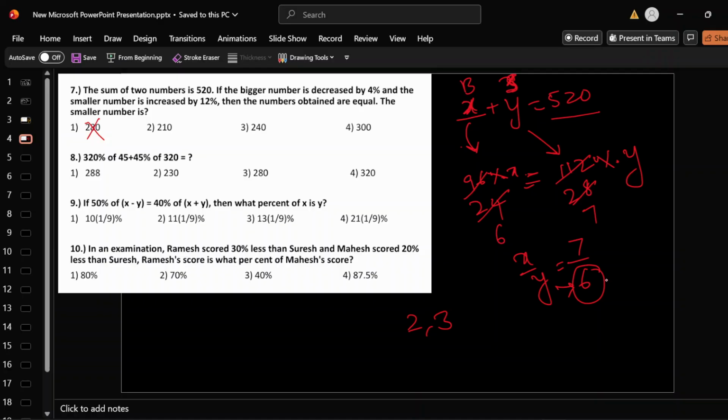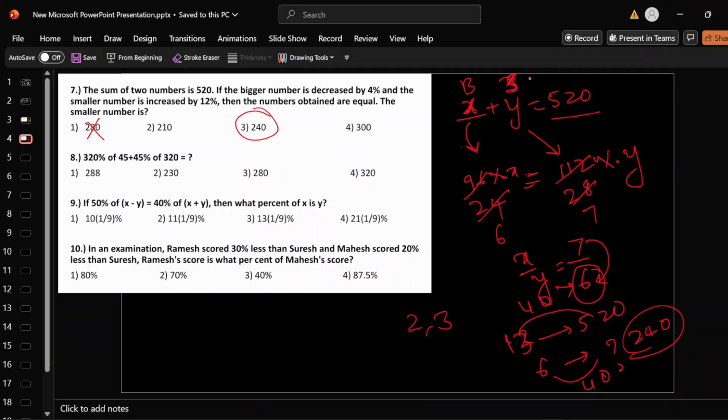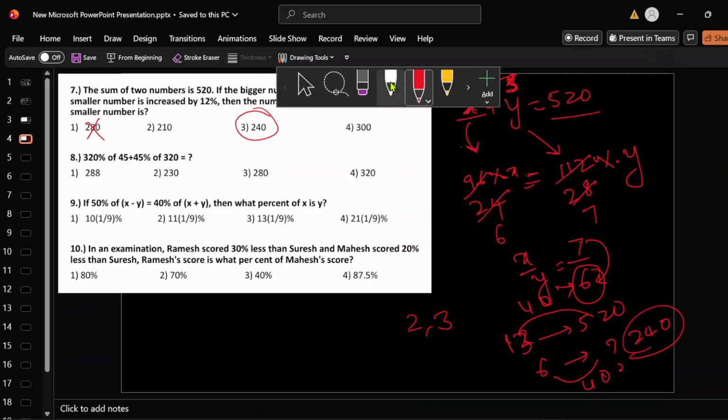If we add these two, 7 plus 6, that is 13. 13 units value is 520, and 6 units value is how much? 13 into 40 is 520. 6 into 40 is 240. So our answer is 240. Okay. The next question, that is question number 8.